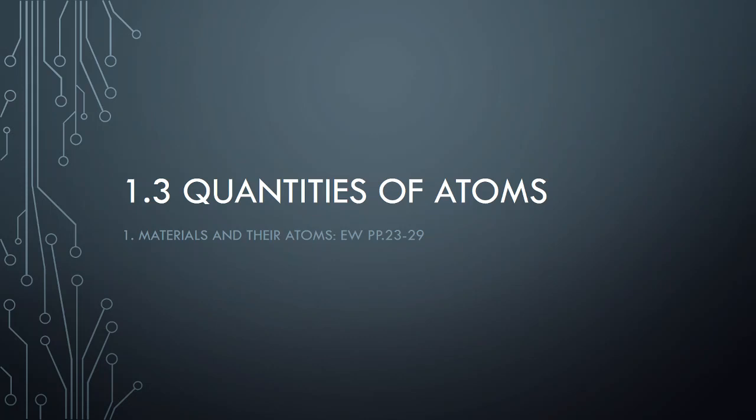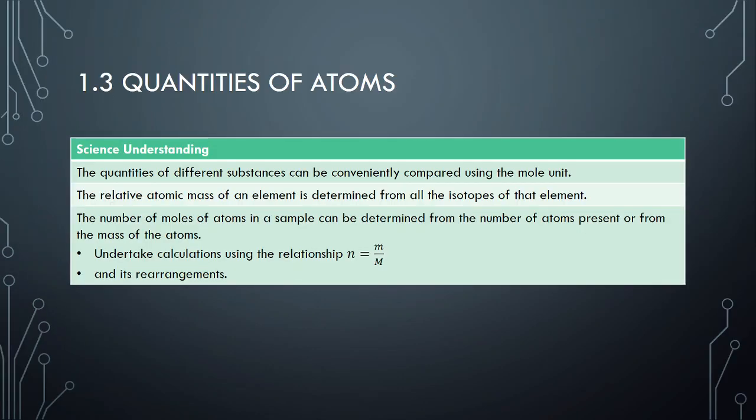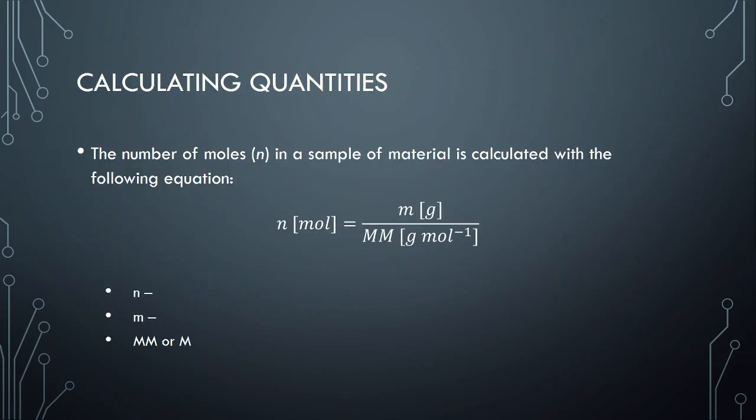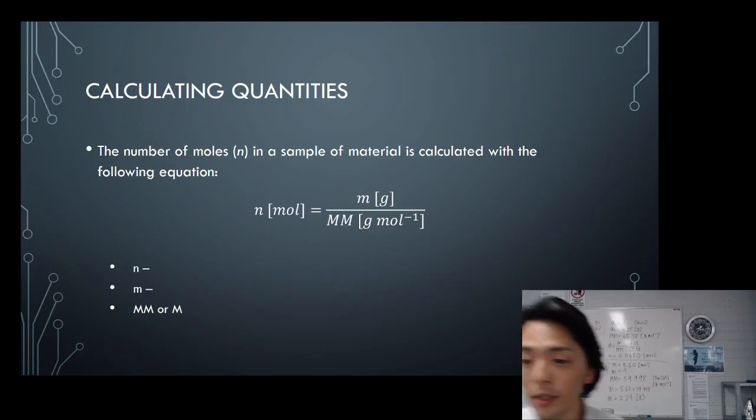Okay, welcome to the second video of 1.3, quantities of atoms. In this video we will be covering a bit of the first one and the third item that's seen there, as well as some examples for calculation using the relationship n equals m over M, so lowercase m over capital M, and also its rearrangements. The slide in the lecture notes that you should be looking at is slide 6. All right, let's start.